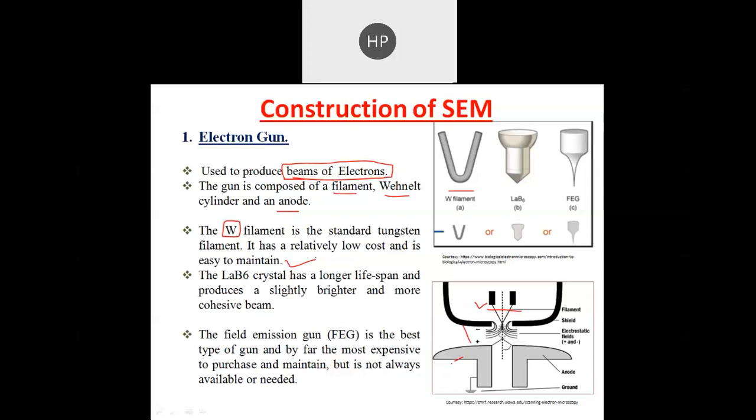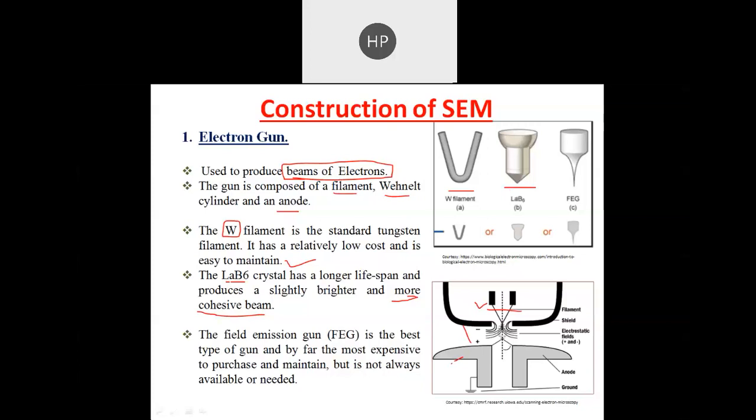Then the second one is lanthanum hexaboride, LaB6. Lanthanum hexaboride crystal has a longer lifespan. So this LaB6 filament has a longer lifespan and produces a slightly brighter and more cohesive beam. That's why, based on what type of beam we require, we can also choose the type of filament.